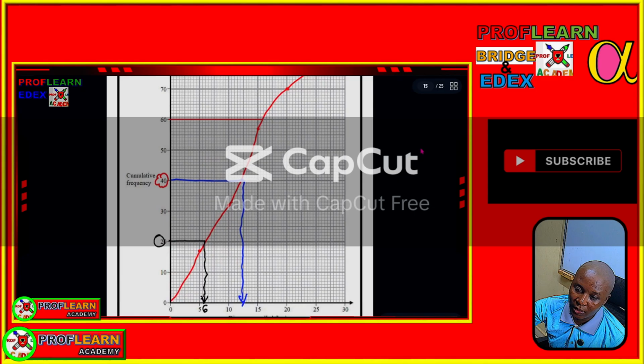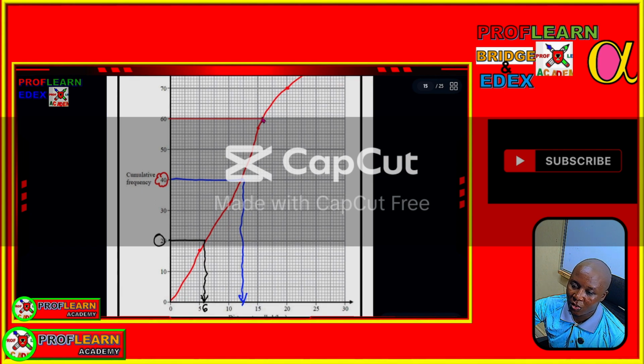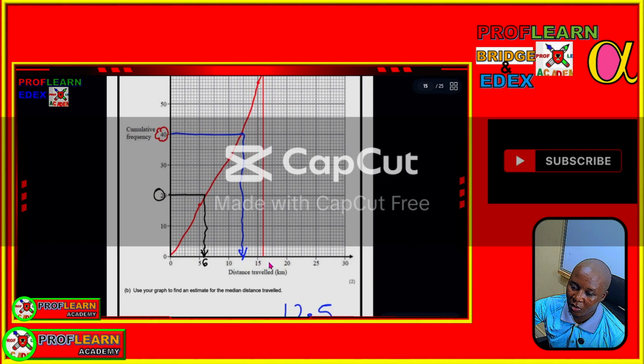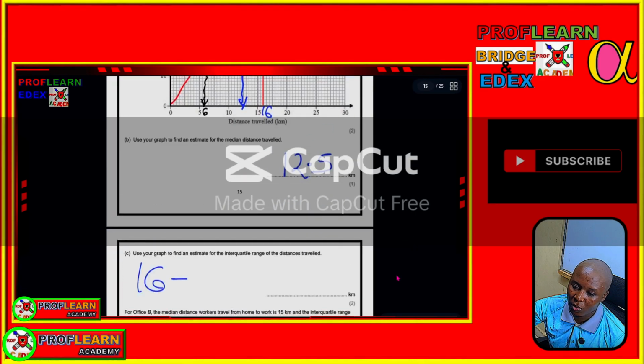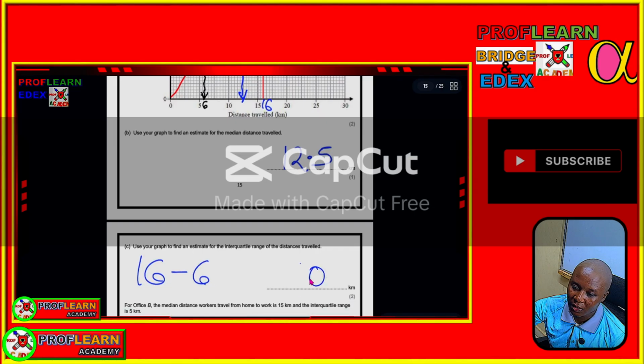And for the upper quartile, the midpoint between 40 and 80 is 60. So that's going to be this point, and that's going to be around 16. So our answer is the upper quartile, 16, minus the lower quartile, which is 6, and that's going to be 10. Yeah, so that's what we are going to do in order to get our answer.